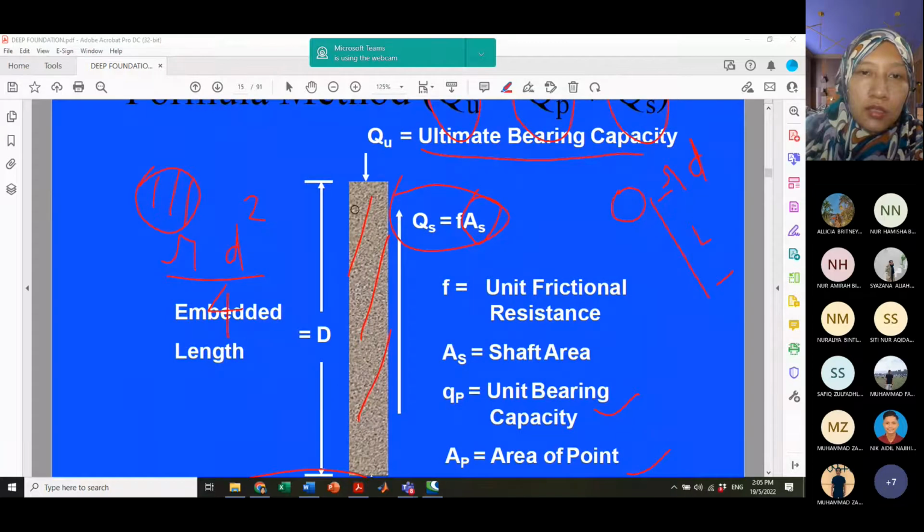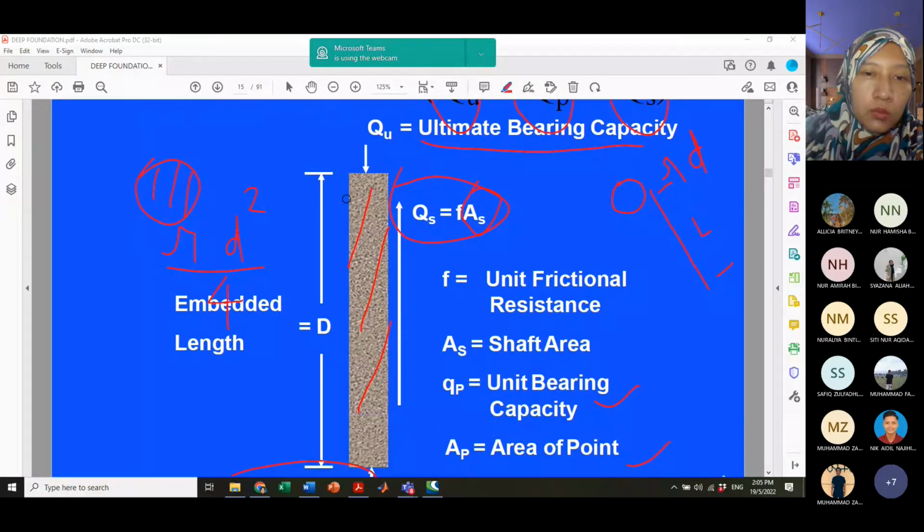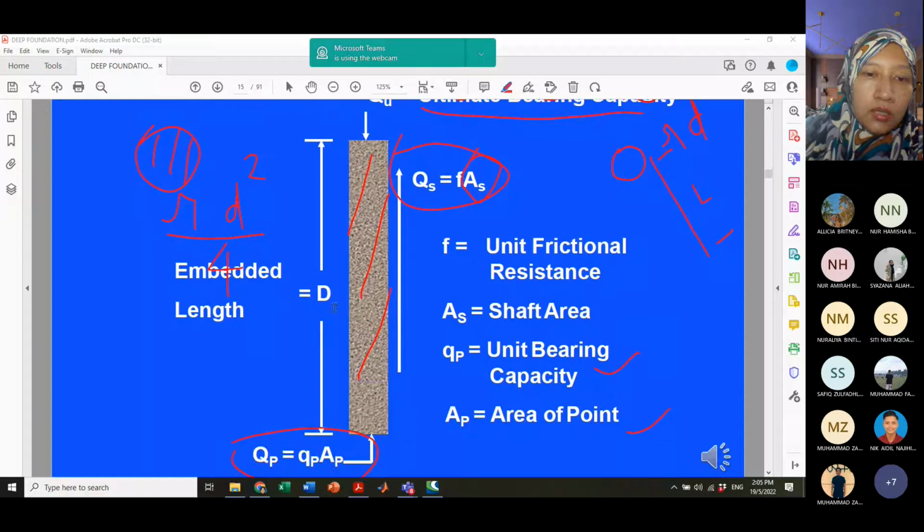So having a cylindrical pile embedded into the ground, where D is the embedded length, at the bottom of the pile is the end bearing or base bearing capacity, QP or QB, which is equal to qP times AP. And then along the pile shaft we have a skin resistance QS, which is equal to f times AS. So f is the unit frictional resistance, and AS is the shaft area. So how do we get the AS and AP according to the size and shape of the pile?